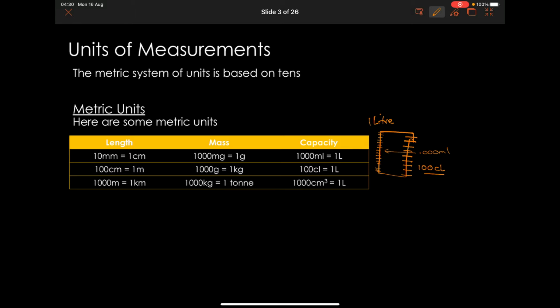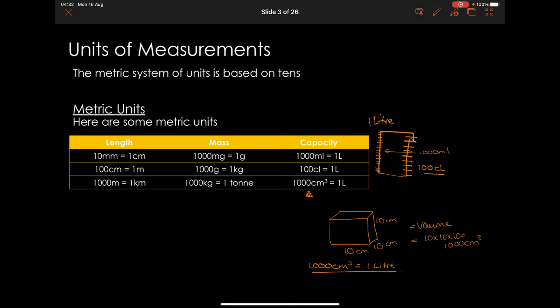Now we must remember that if we worked out the volume of something in centimetres, so let's say we had a cuboid like this, and it measured 10 by 10 by 10 centimetres, and we worked out the volume, we would have 10 times 10 times 10, that will give us 1,000 centimetres cubed. And we must remember that every time we get 1,000 centimetres cubed, it's the same as 1 litre.